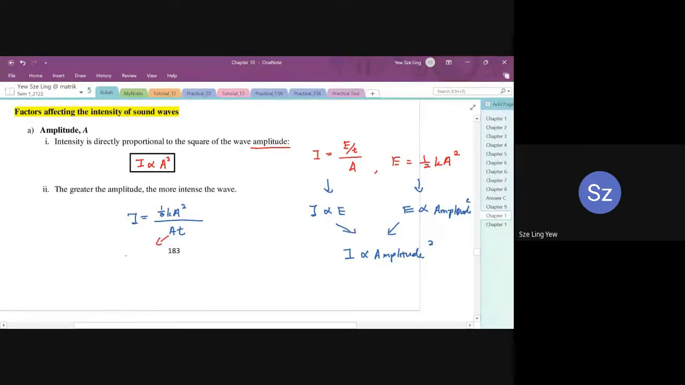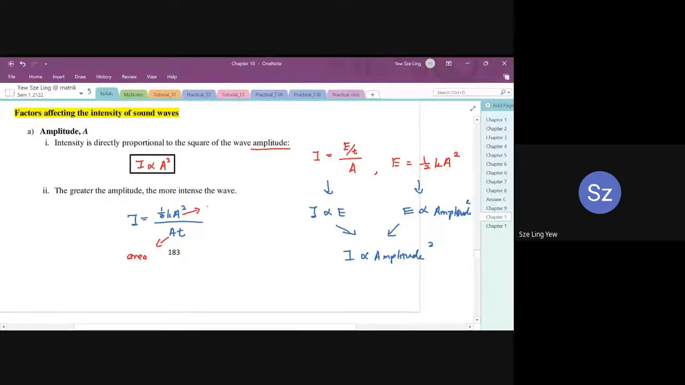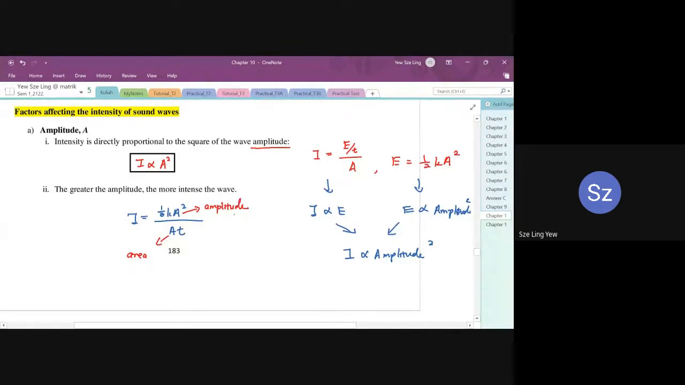The A here is the area, and the A above is the amplitude. Make sure you don't get confused between the two different A. You have area and you have amplitude in the same equations, in the equations for intensity. So take notes, yeah? Intensity is directly proportional to the square of amplitude. That is because of these two equations.